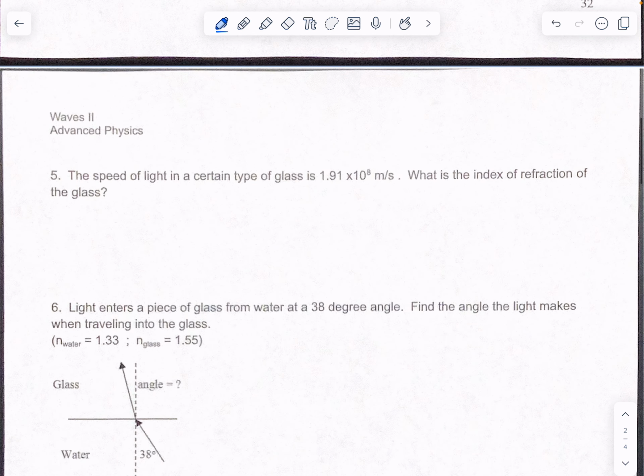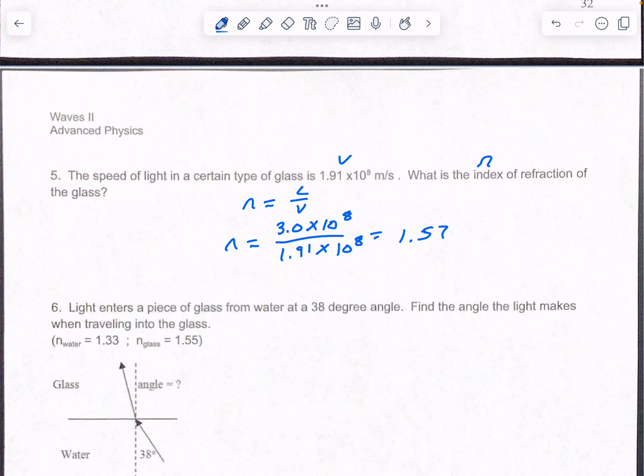Moving on to number 5: the speed of light in a certain type of glass is 1.91 times 10 to the 8 meters per second, so this is your velocity. What is the index of refraction of that glass? That means you're looking for n. So this is where we could do n equals c over v. N we don't know. C would be the speed of light in a perfect scenario, that is in space or a vacuum, 3 times 10 to the 8th, divided by your new velocity, 1.91 times 10 to the 8th. And you get a refractive index of 1.57.